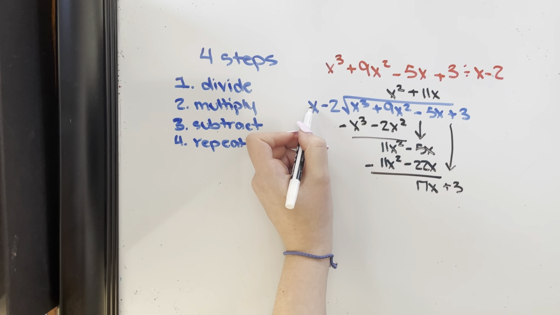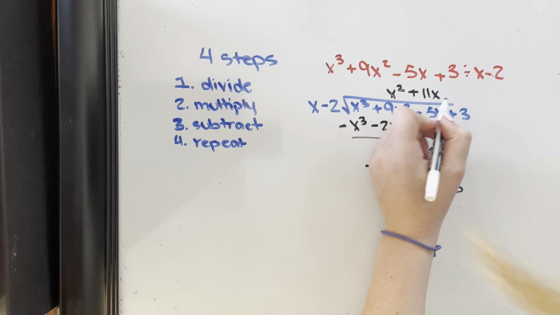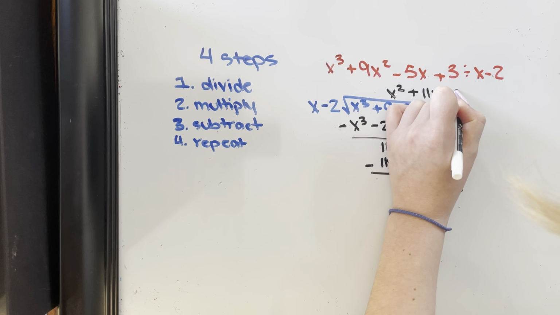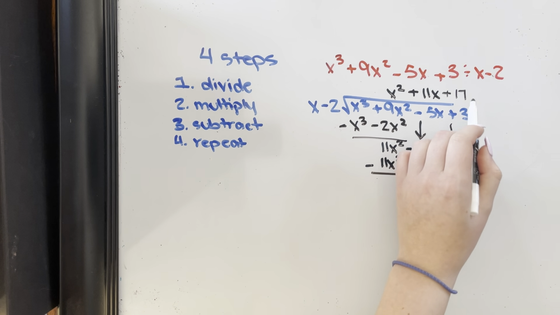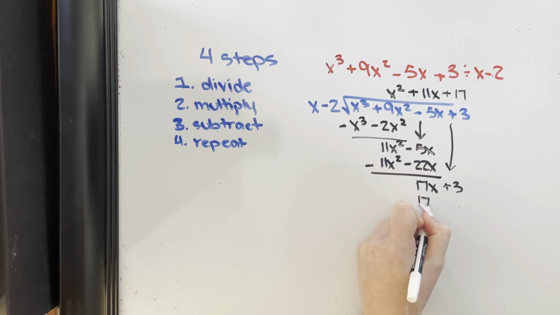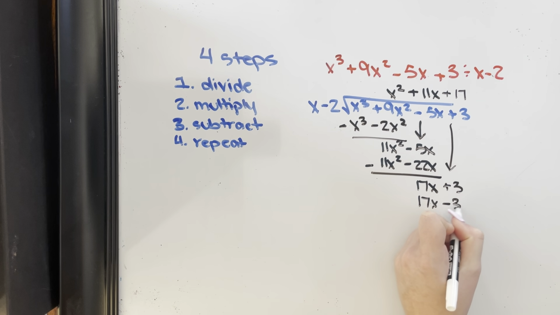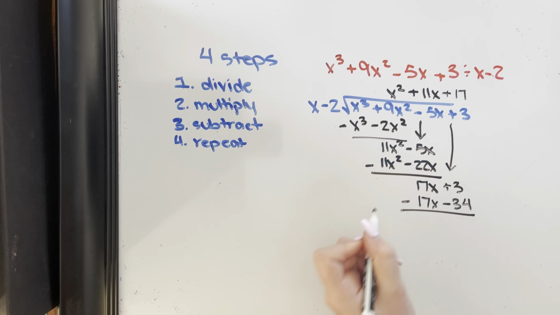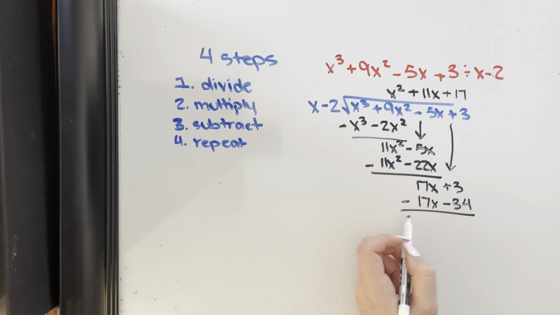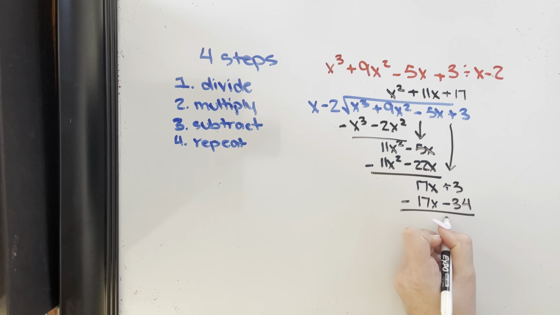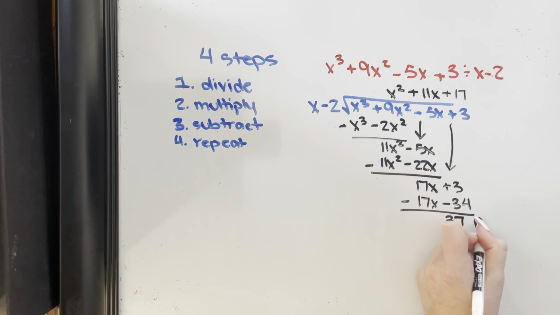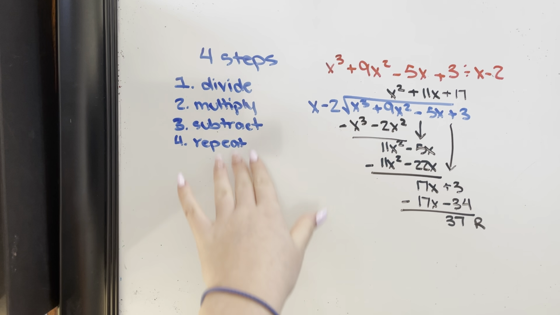And then how many times can x go into 17x? Can go in positive 17 times. Now you multiply. Then 17 times negative 2 gives us negative 34. Then you subtract, so that's 0. 3 minus negative 34 gives us 37 remaining. So that's all you have to do by following these steps to solve a question like this.